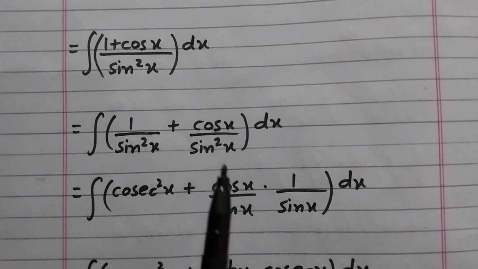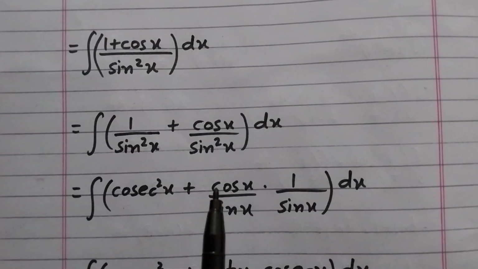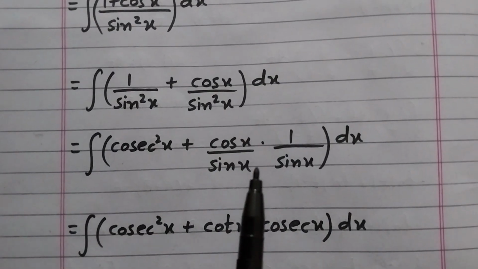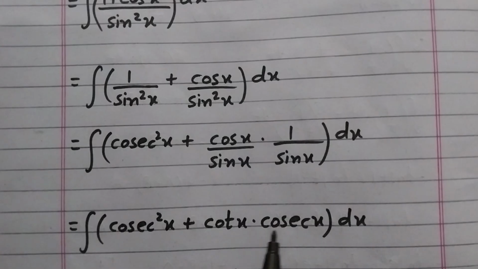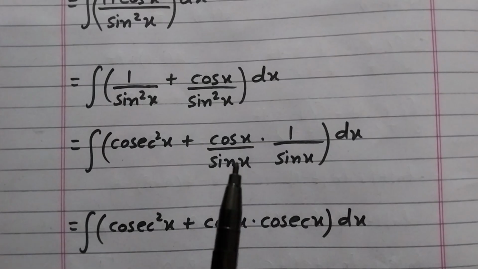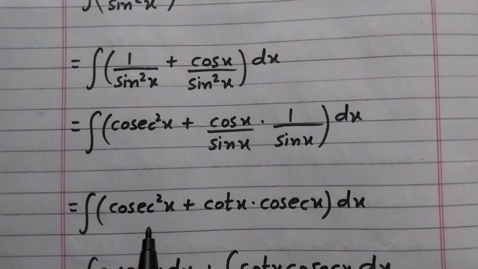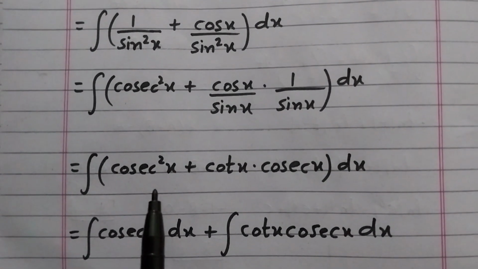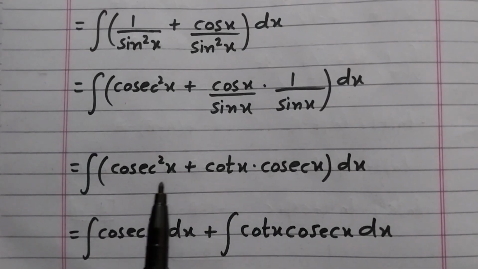We can write it in the form of cos x over sine x into 1 over sine x, so that it can be easily integrated. Sine over cos is tan, so cos over sine is cot, the reciprocal of tan. So this will be cot x, and 1 over sine x will be cosecant x. Now we have expressions which we can easily integrate. Cosecant squared x and cot x cosecant x, both of these terms can be integrated.